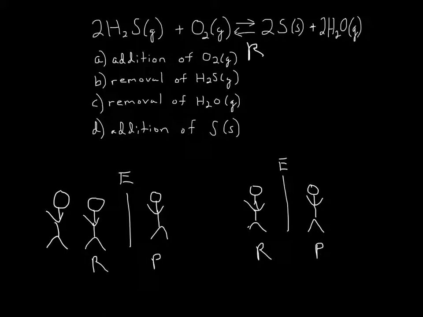Okay, so next, it's the removal of H2S. So for the removal of H2S, we're back at one person and one person on each side, so it's equal. The equilibrium wall is not moving anywhere. So we're going to remove H2S, which is a reactant.